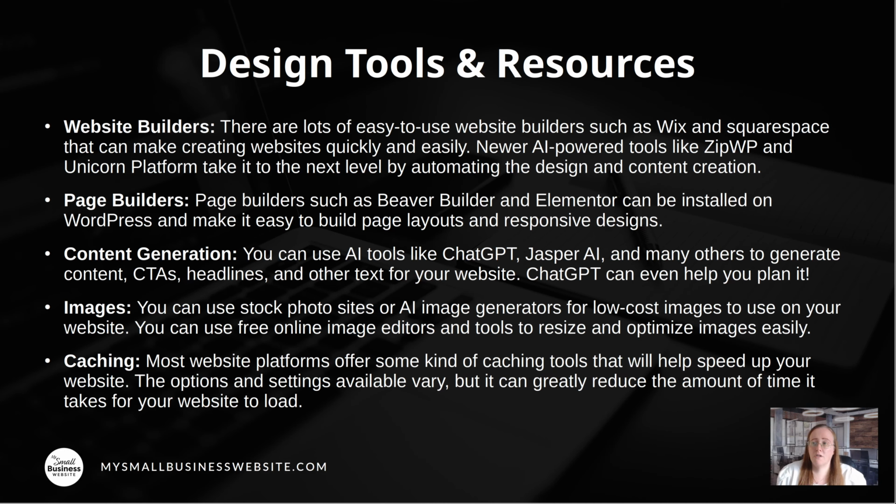Now, content generation, you can use tools like ChatGPT, Jasper AI, or other ones. These tools can help you come up with content, but not only that, you can use them for call to action buttons and things like that. You can get the words to use mainly with these tools, because they focus on generating content. You can use them to generate headlines and other text for your website.